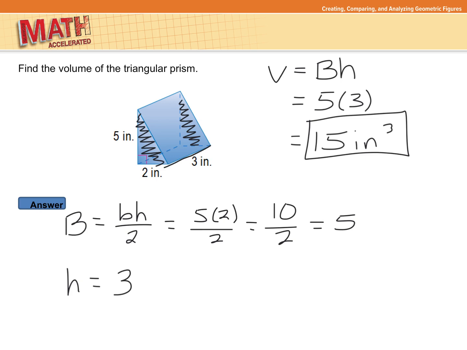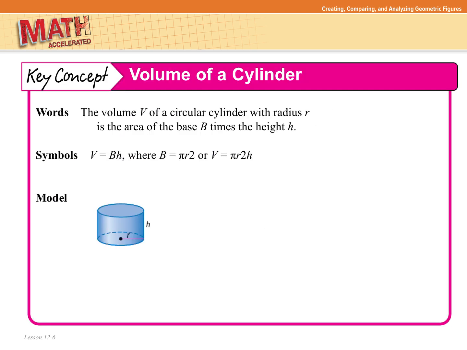Okay, flip it over. Let's talk about volume of cylinder. The formula we're going to use for volume of cylinders is pi r squared h. What looks familiar in that formula? Pi r squared. Where is pi r squared from? The area of a circle. So we're finding the area of the circle and then multiplying it by its height. It's the same thing as the prisms.